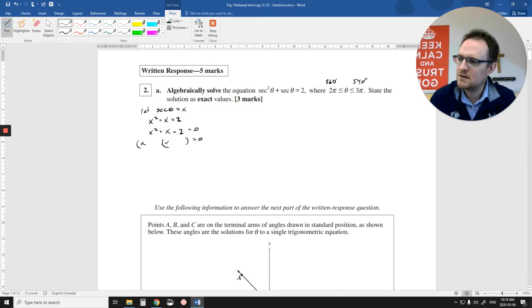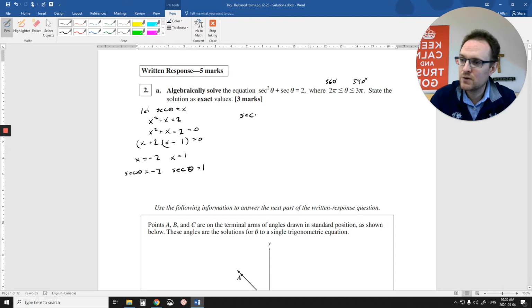So x and x. 1 multiplies out to negative 2 and adds to 1. So that's 2 and negative 1. So I have x is equal to negative 2 and x is equal to 1. And then I'm just going to use my let statement there and replace x's with secant again. So I get these two statements. I get secant is equal to negative 2 and secant theta is equal to 1. So I'm going to have to solve for both of these.